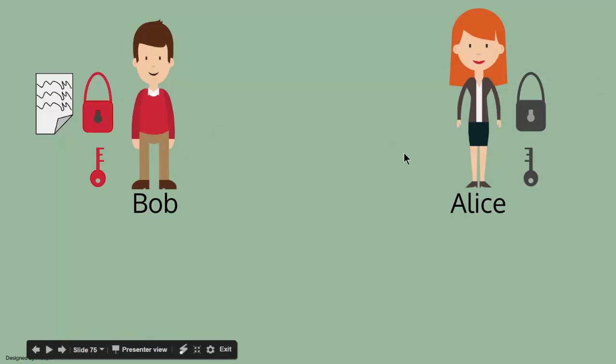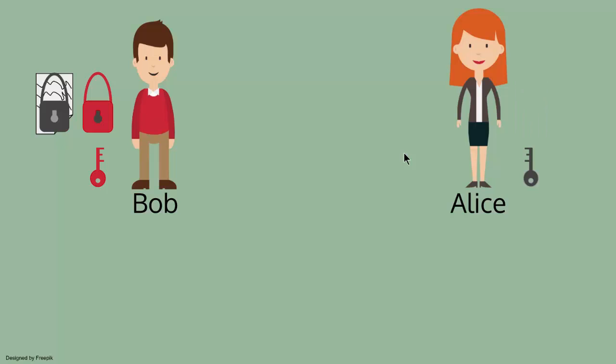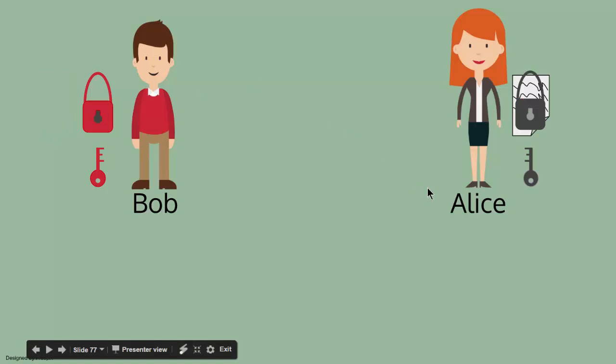I'll repeat it: because her public key is public, it's known to everyone. So he will request Alice's public key. He will encrypt the message using Alice's public key, and then he will send Alice the message. Now only Alice will be able to access the message and decrypt the communication. I hope you see how public key cryptography happens.